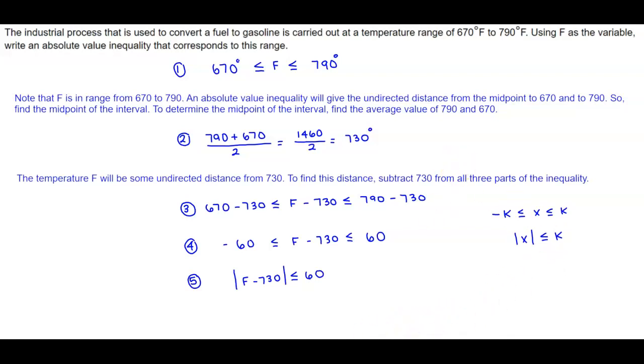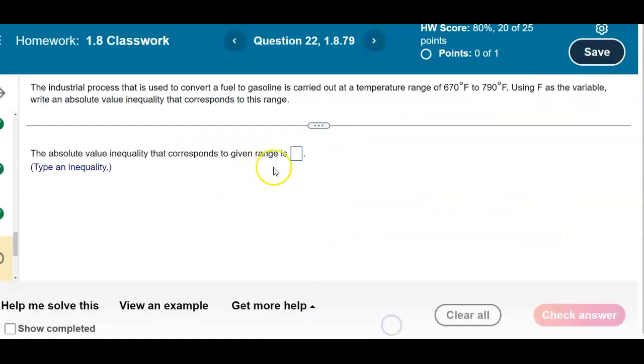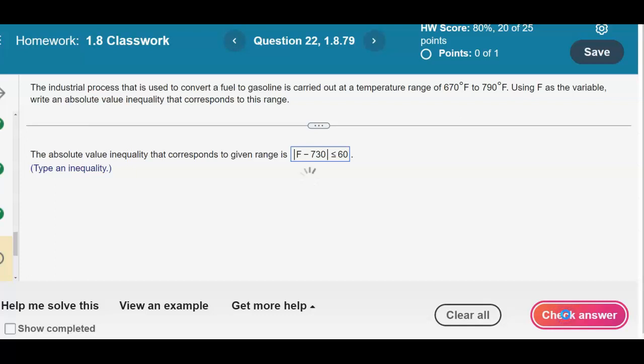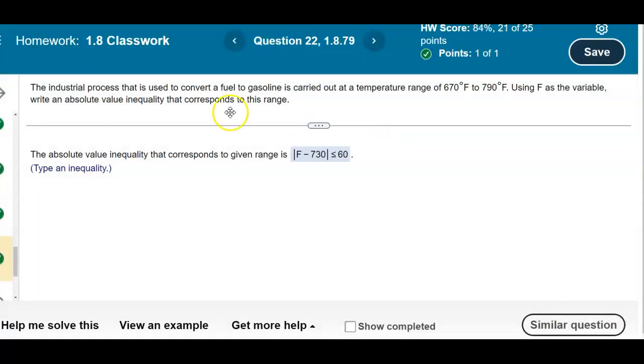So let's go ahead and put that in for the result. We have the absolute value of capital F minus 730, which is less than or equal to 60. Let's check our answer, and there is our result.